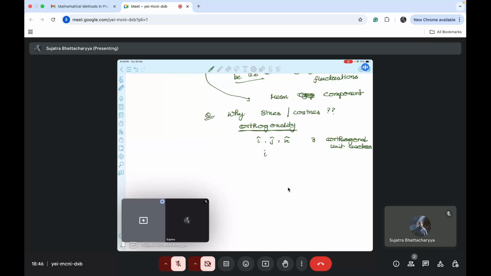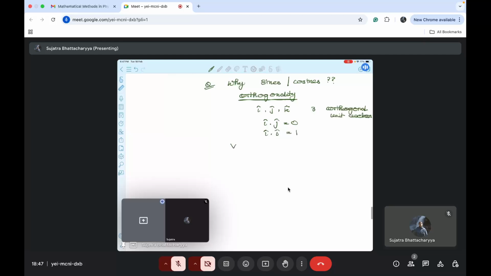And we know that i dot j is equal to 0. This is the orthogonality. And i dot i is equal to 1. And hence we can write any vector v as vx i cap plus vy j cap plus vz k cap. So this same concept of orthogonality we apply to the sines and cosines. And let's see what happens.